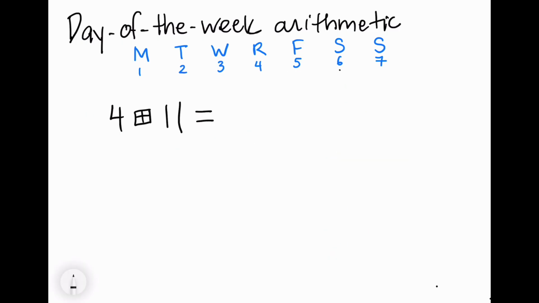So let's do another example in day of the week arithmetic. What is 4 plus 11 in day of the week arithmetic? I'm going to do it with the remainders. So we know that 4 plus 11 in regular arithmetic is equal to 15. And if I divide 15 by 7, the remainder that I get is 1. So that would be my answer in day of the week arithmetic, 1. 4 plus 11 is 1.